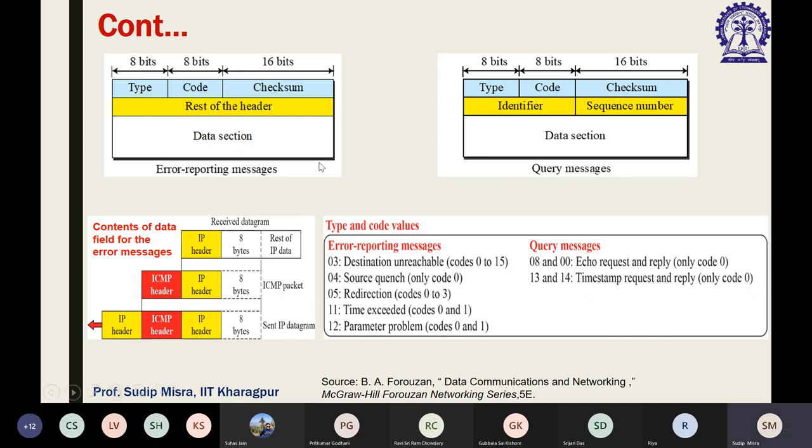As I told you, there are two main classes of messages in ICMP. One is called the error reporting message, the other one is called the query message. The corresponding message format is shown over here. The corresponding fields are also given, but in the interest of time, I'm not going through each of them in too much detail, but I would like to mention a couple of things.